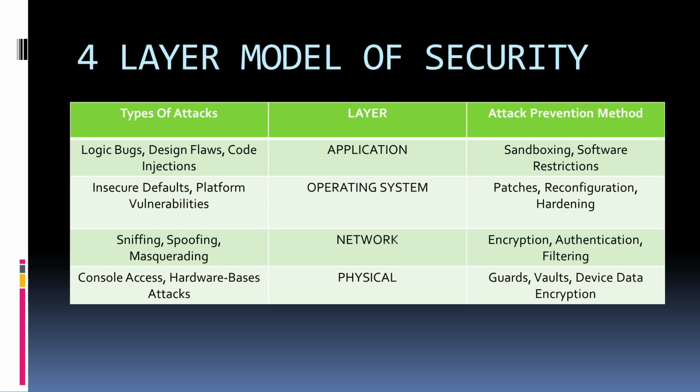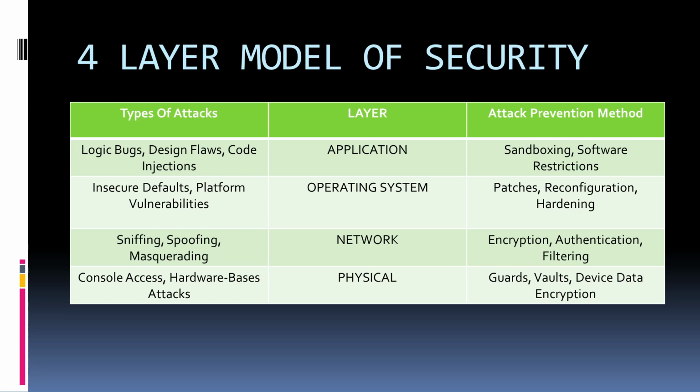Now, this is just a basic 4-layer model of security. Here, the layers are application based, operating system, then the network layer, and the physical layer. In the application layer, there can be attacks like logical bugs, then there might be design flaws in the application, and then you can inject codes in the application to get data. To prevent this, we can create a sandbox of the application or create software restrictions.